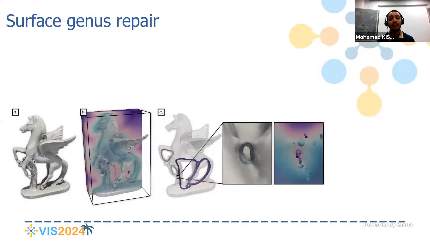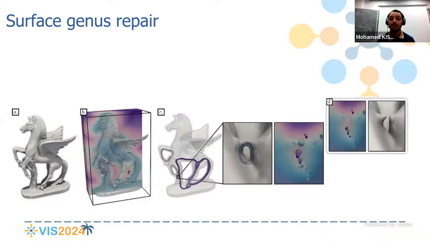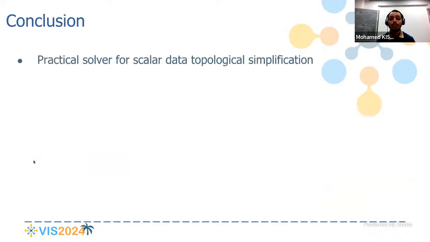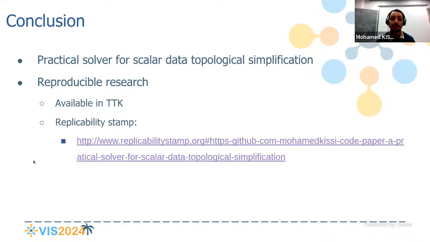Our framework can also be used to repair genus defects in surfaces, either by cutting handles or by filling them. So, to conclude, we developed a practical solver for topological simplification of scalar data. The result is a method that is not only easy to implement, but also significantly faster, making topological simplification optimization practical for real-life datasets. The code is available in TTK.